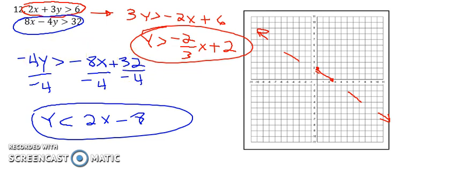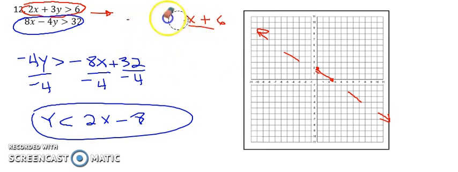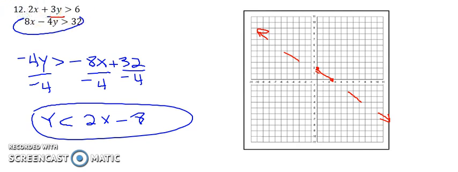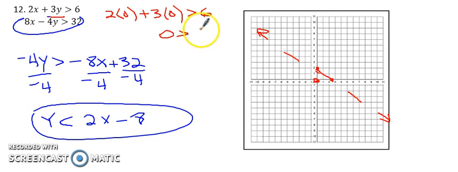From here, I have to figure out what side to shade on. I could plug into the inequality that I just graphed, or I could plug into the original. I like plugging into the original. I like using 0, 0. If I plug in 0, 0 into the original, I can see right off the bat that it's going to be false because 0 is not greater than 6. That's false. So that tells me I'm going to want to shade on top of my line there.